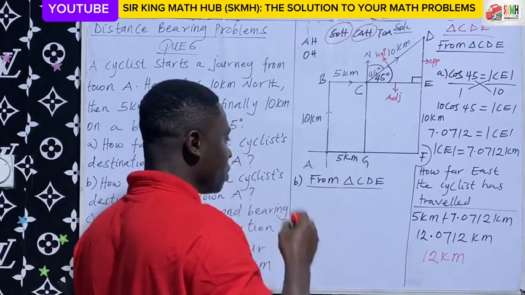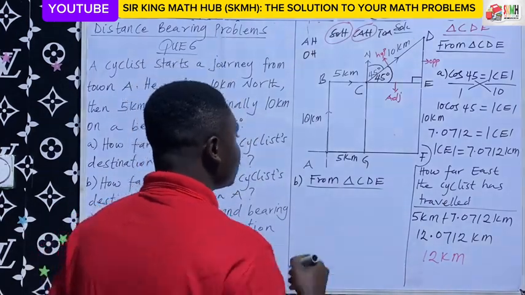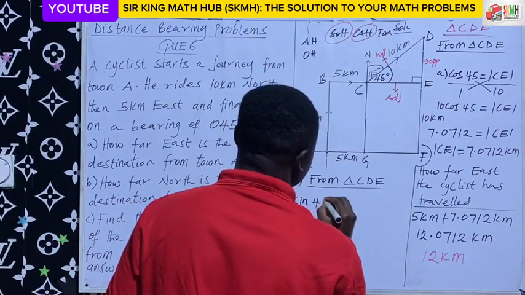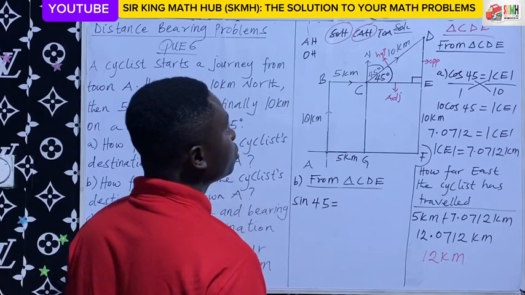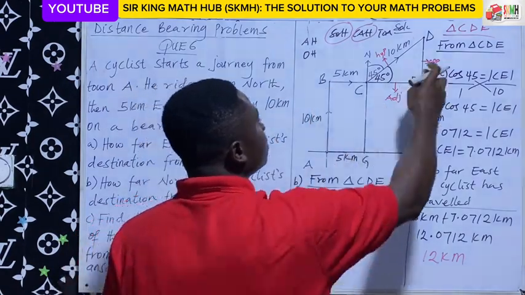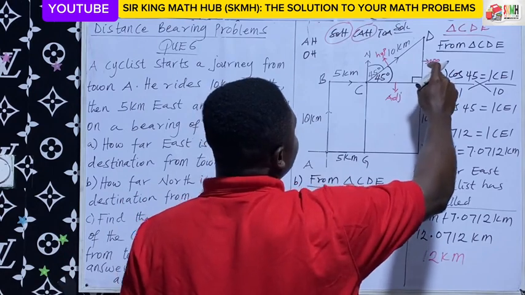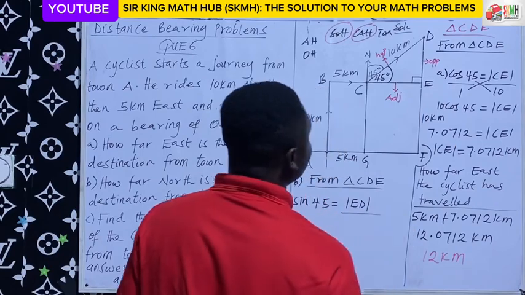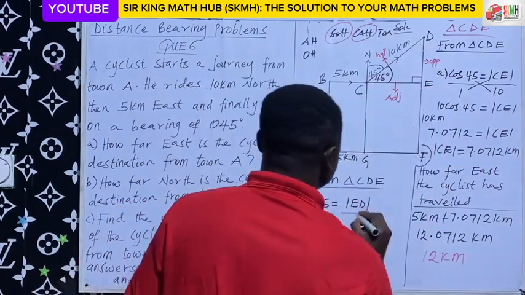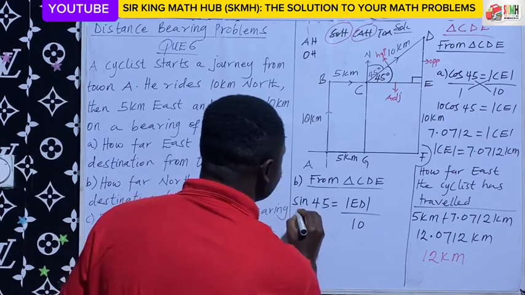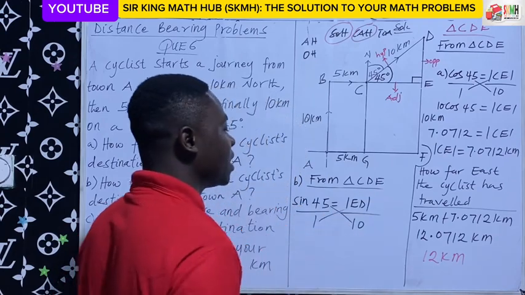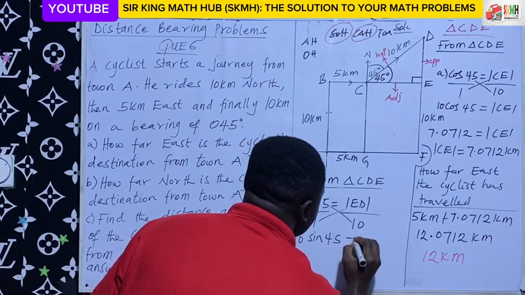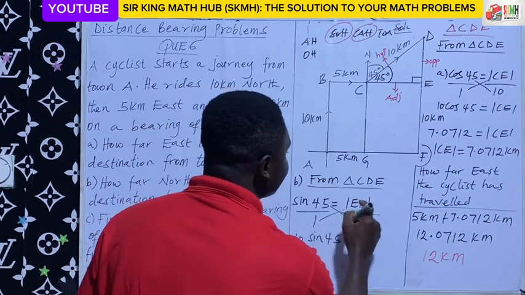So what does SOH say? SOH says that the sine of the acute angle 45 is equal to the length of the opposite. So I'm naming it line ED, divided by the length of the hypotenuse, which measures 10 kilometers. So sine 45 is the same as sine 45 on 1. So we can cross multiply: 10 times sine 45. So that is 10 sine 45, and the 1 times ED.